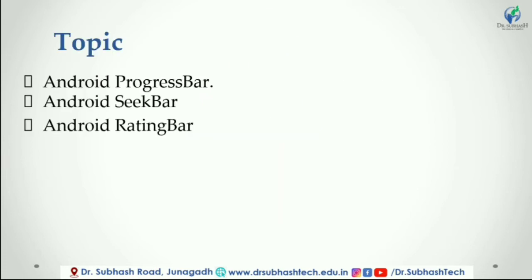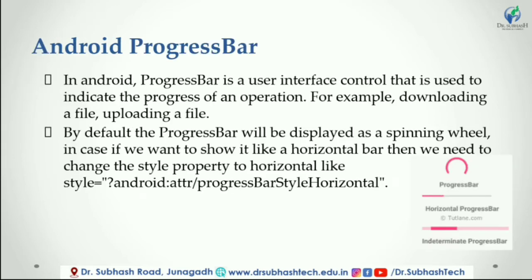In this lecture we will discuss how to use Android Progress Bar, Seek Bar, and Rating Bar in Android programming. So first is Android Progress Bar. In Android, Progress Bar is a user interface control that is used to indicate the progress of an operation, for example downloading a file or uploading a file.